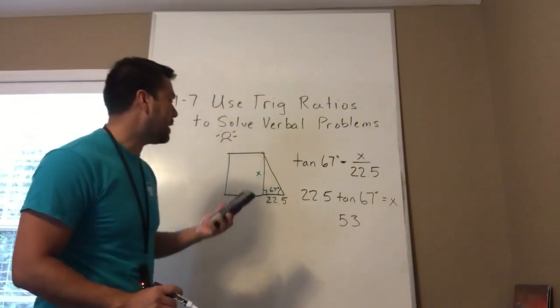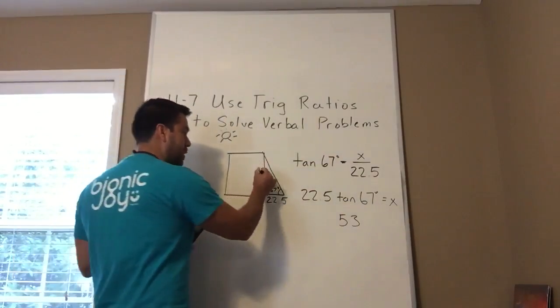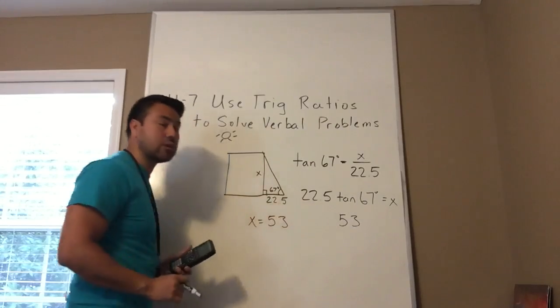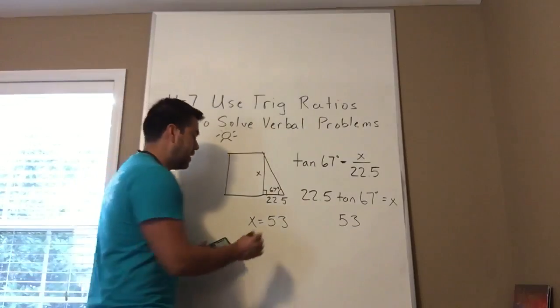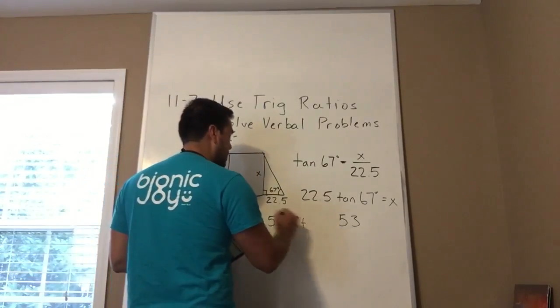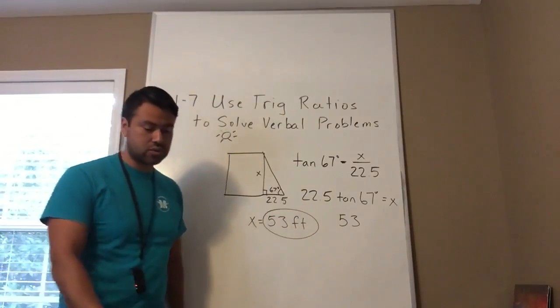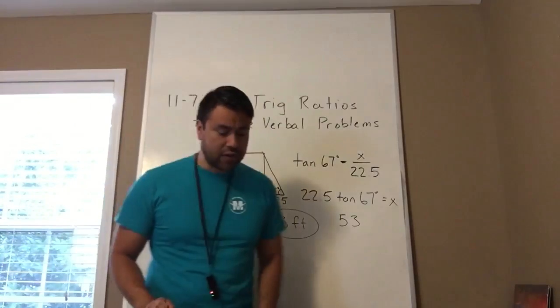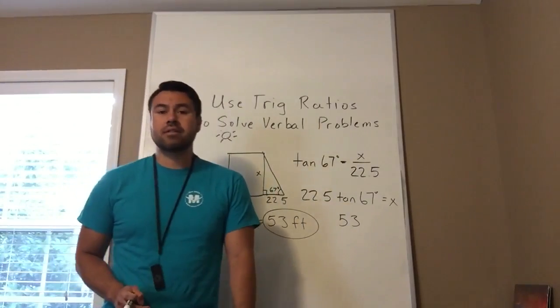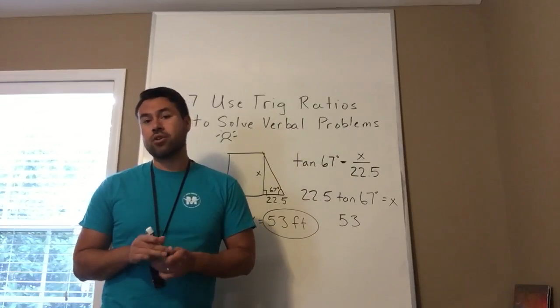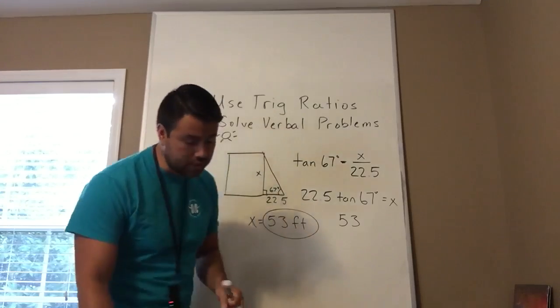Okay, so what that means is that x is 53. And what was 53 referring to? Feet. And that's how tall the building is. It's 53 feet tall based on these trig ratios. Okay, so that's how we're going to figure out these missing sides and possibly missing angles. But you have to draw a diagram or you don't know what you're looking for. Okay, let's do another one.